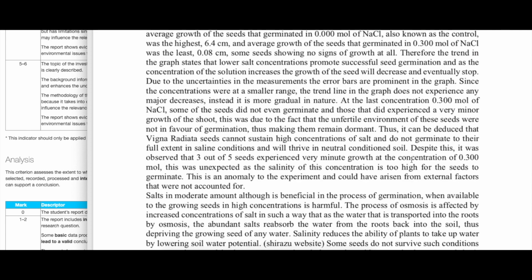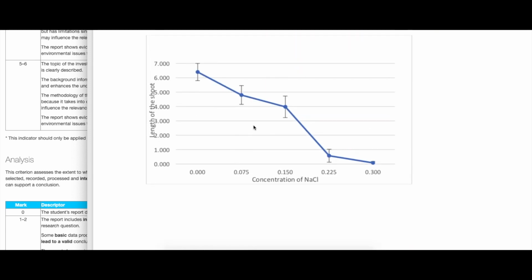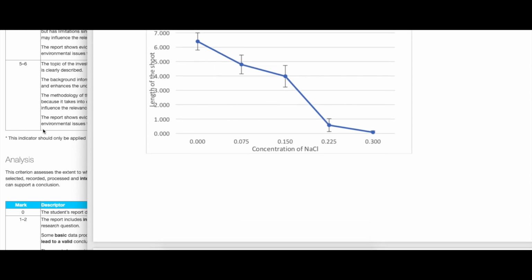So the student goes on to analyze the results of why certain salinities grew certain lengths. Obviously the data here shows that significant increases in salinity like 0.225 moles per dm cube and 0.30 moles per dm cube lead to little or no growth in the seed. And the control, of course, grew the most. So the student has shown that a weak salinity can be tolerated to some extent by Vigna radiata. But let's look back now.